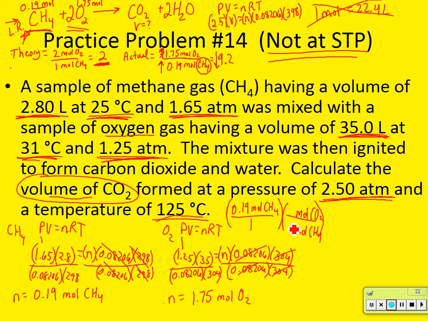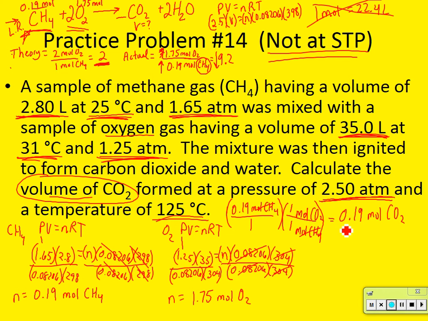Now, where do I get these numbers from, guys? Balanced equation. How many moles of CO2 do I have? 1 mole of CO2, so that's going to go on top. How many moles of methane? 1. So can I stop there? Yes, because my moles of methane cancel out. I'm left with moles of CO2. So isn't it going to be the same? Yeah. 0.19 moles of CO2 is how much I'm going to form. Is that my answer? No, still not the answer.